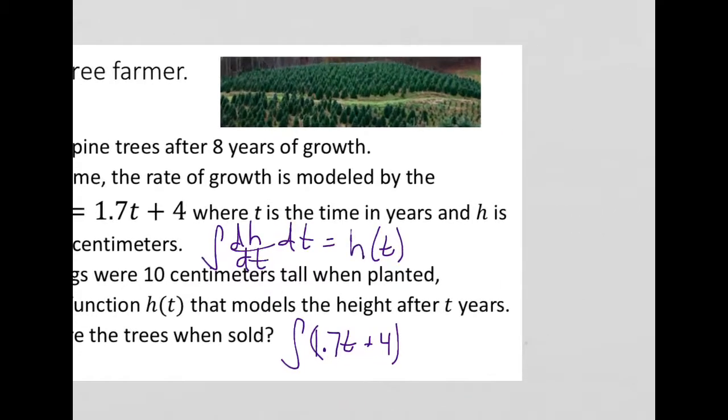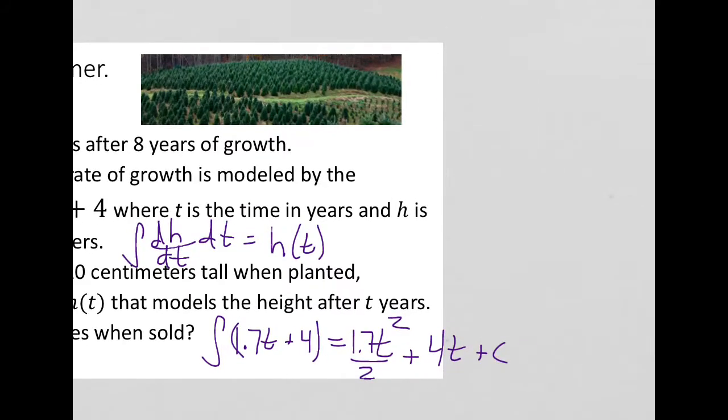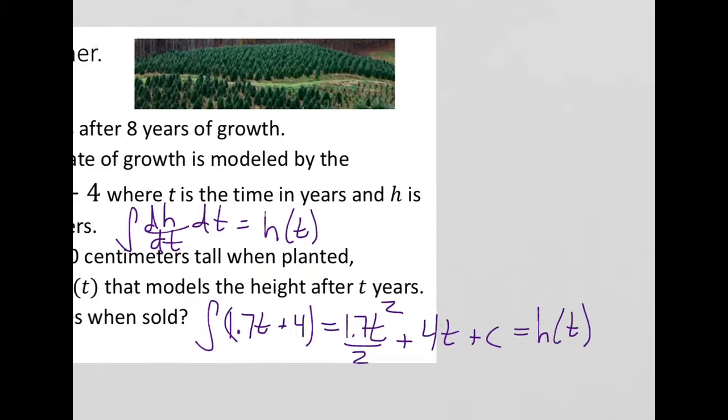And so when we integrate that, we get 1.7t squared over 2 plus 4t, not 4x, 4t. Our variable of integration is t, not x. And then we have our plus c. And this is our height function, h of t.